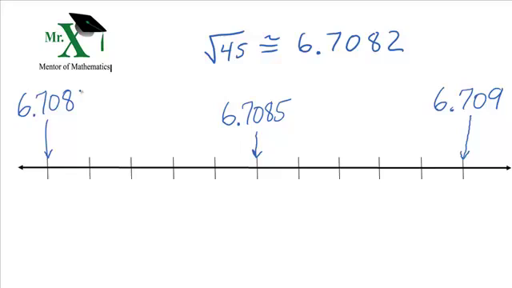6.7085. Might be a little easier to see if we add the 0 after these guys. They all start with 6.70. And what's halfway between 80 and 90? Well, 85. You need to be comfortable with this concept. Oh, and by the way, where is the square root of 45? Where's this number? Well, it's just ever so slightly more than that. So this number is going to sit on the number line right about there.